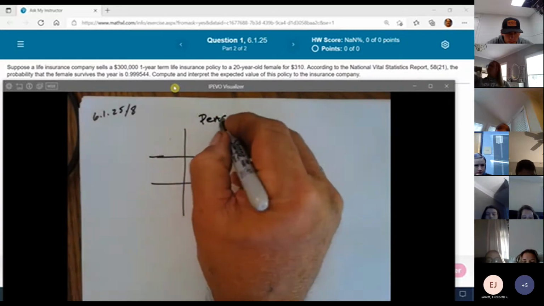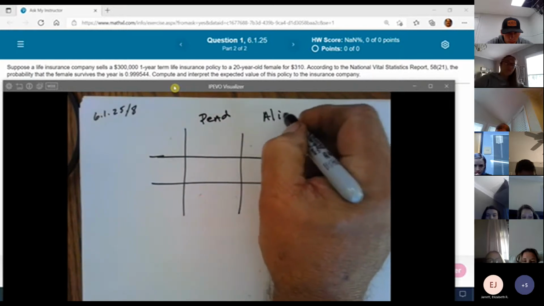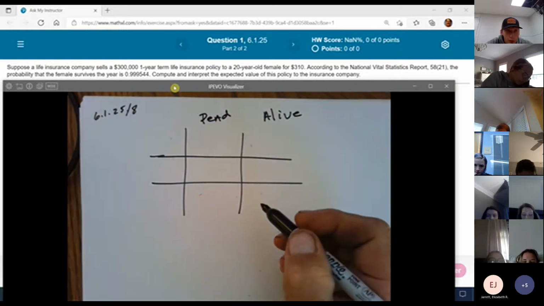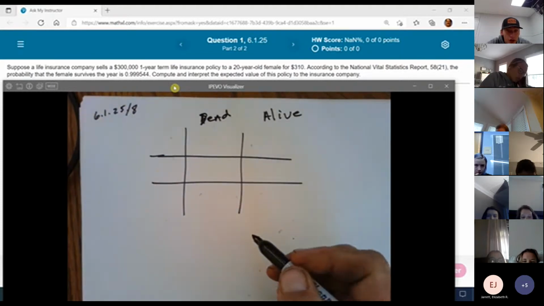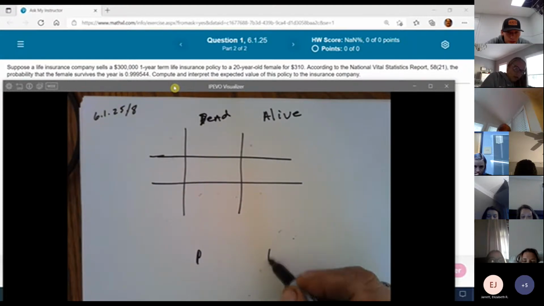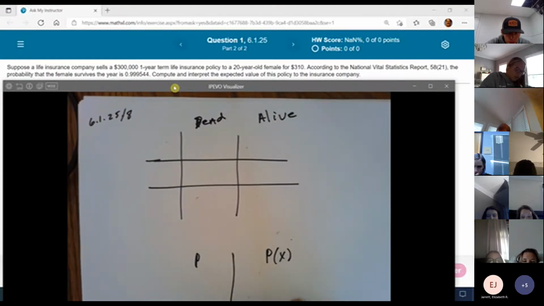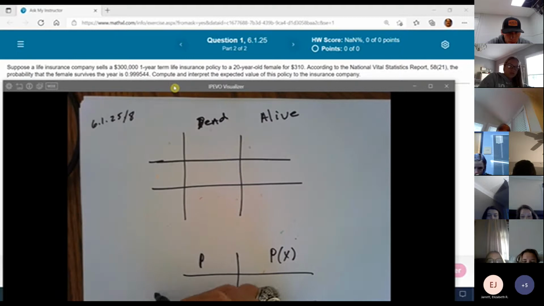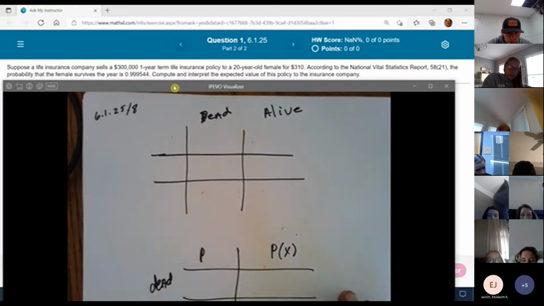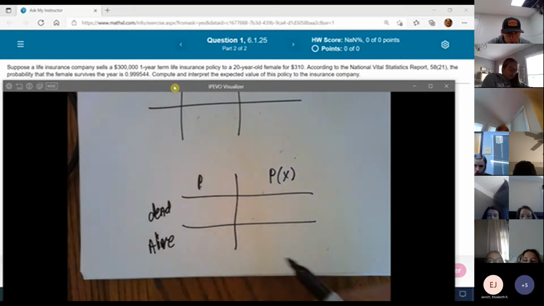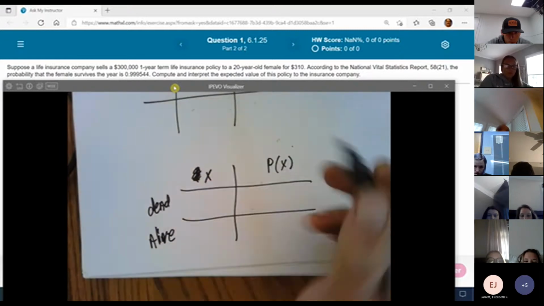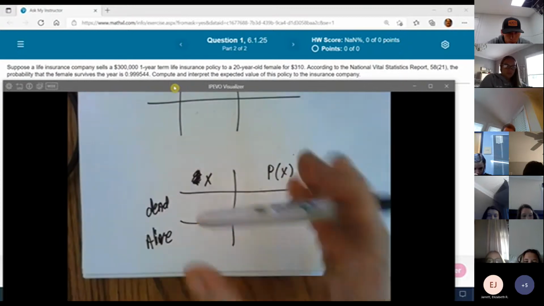Dead, alive. You can do it that way, or you can do P and then P of X. You can put dead or alive, either way. I'm going to do it this way since the probability distribution is X and P of X. We'll do it that way.